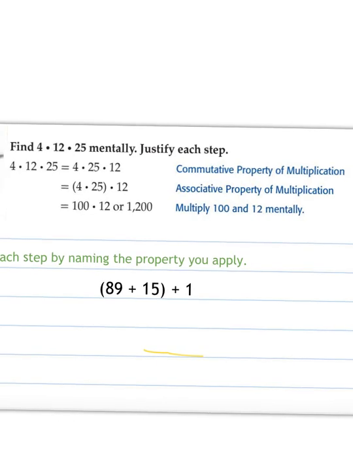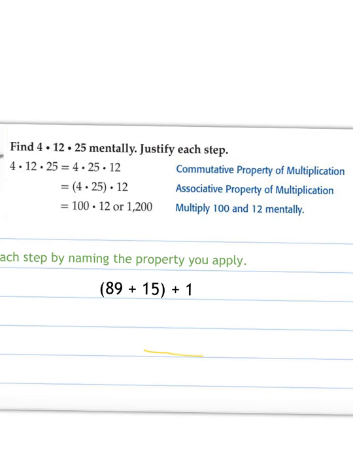Then we can put groupings on the 4 times 25, because that is a multiplication problem that we should know off the top of our heads. That's the associative property. And then we're just multiplying. Well, 4 times 25 is 100. 100 times 12 equals 1,200.